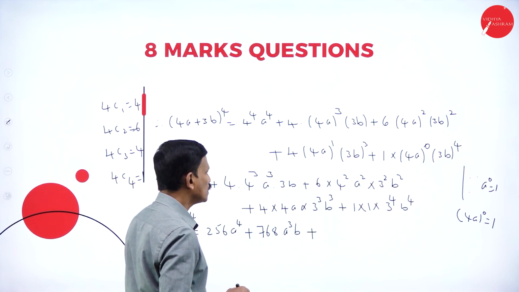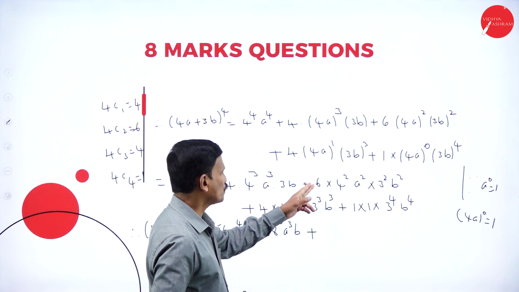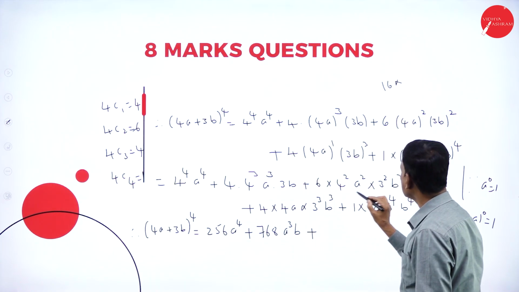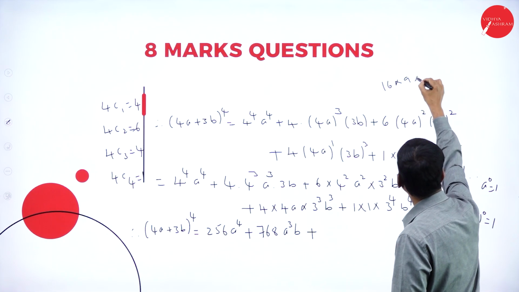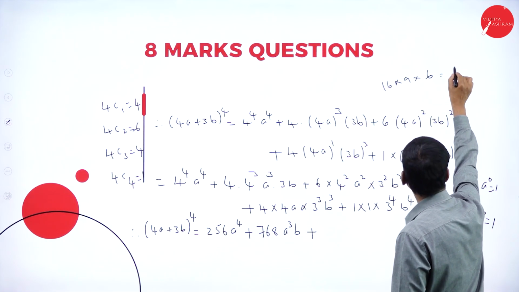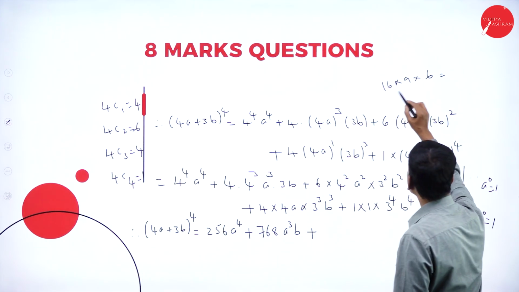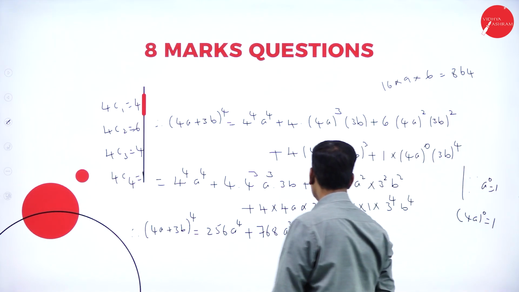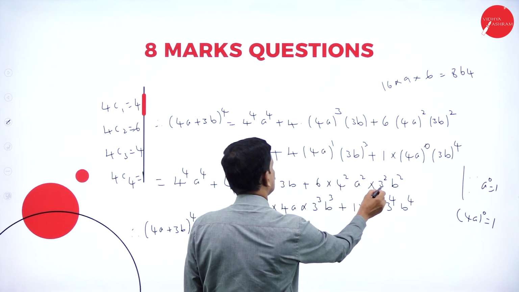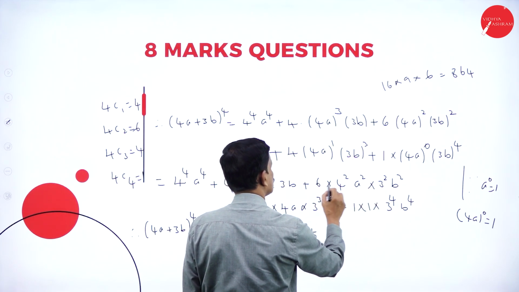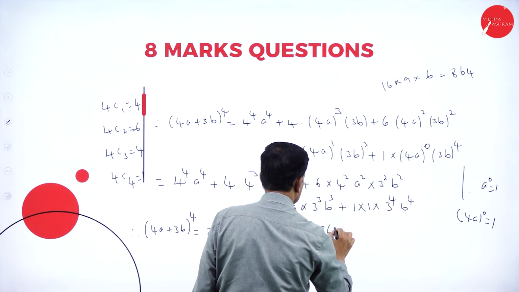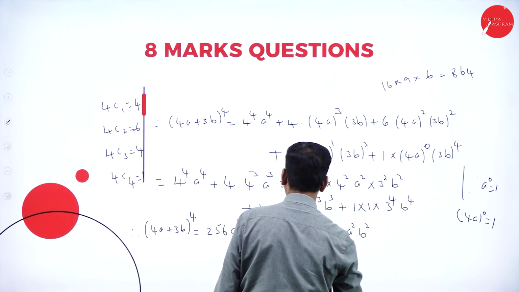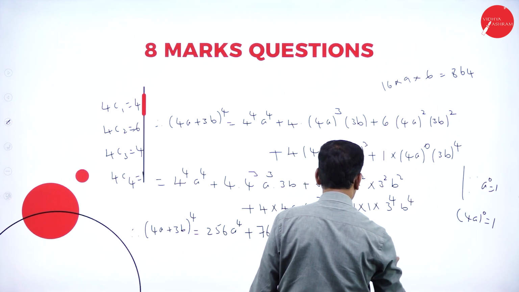Plus here, 4 4s are 16, 3 square is 3 3s are 9, into 6. This is equal to 16 into 9 into 6, which is 864. So 3 square is 9, 4 square is 16, into 6 is 864 times what is left over, a square b square, plus the next term.